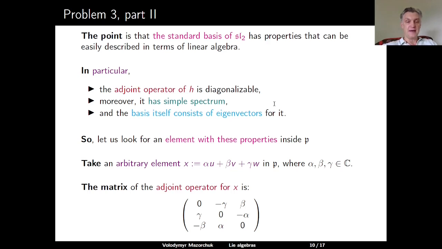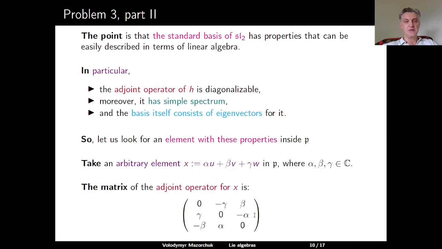So if we apply bracketing with X to U, then the first term cancels and we get the bracket of V and U times beta plus the bracket of W and U times gamma. And if we write the outcome as a linear combination of basis elements, we get the coefficients 0, gamma, and minus beta. That's the first column of our matrix. So the second column will be minus gamma, 0, alpha, and the third column will be beta, minus alpha, 0.